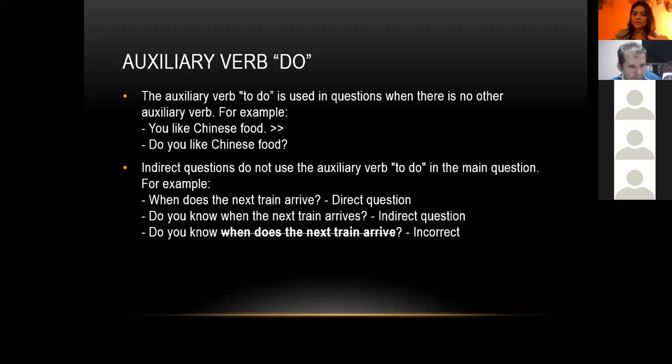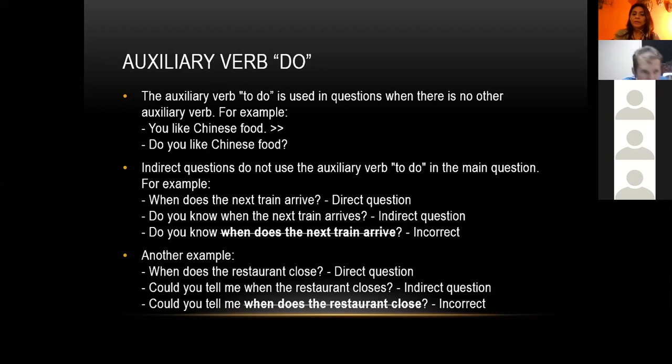Okay. You understand? Yeah? Okay. Mire abajo, when does the restaurant close? Direct question. Could you tell me when the restaurant closes? All right, porque como omití el does, ¿ya? Entonces mi verbo regresa a tercera persona singular, ¿ok?